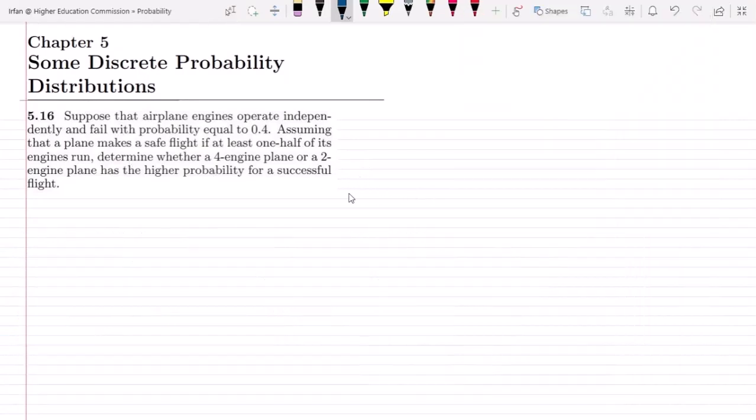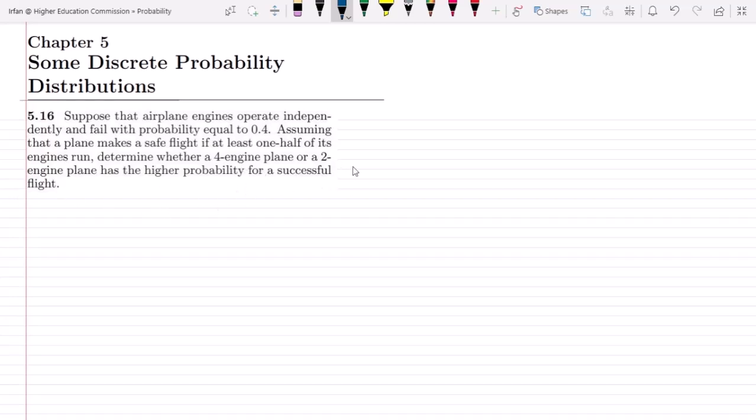So this is question 5.16 of chapter 5, and today the statement of the question is: suppose that airplane engines operate independently and fail with the probability equal to 0.4. Assuming that a plane makes a safe flight if at least one half of its engines run, determine whether a 4-engine plane or a 2-engine plane has the higher probability for a successful flight.